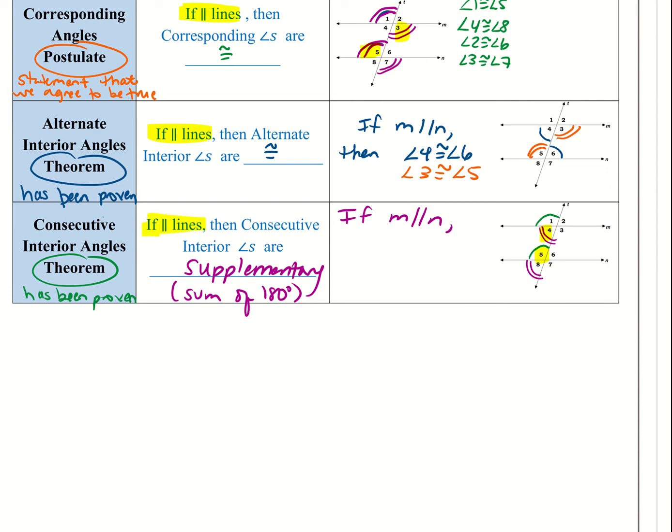But if we do, then something that we can know is that 4 and 5, which are consecutive interior angles that are on the same side of my transversal T, are supplementary. I'll write it like this. Angle 4 is supplementary to angle 5. There's another pair of consecutive interior angles on this side, 3 and 6. Those are also supplementary. So angle 3 is supplementary to angle 6.